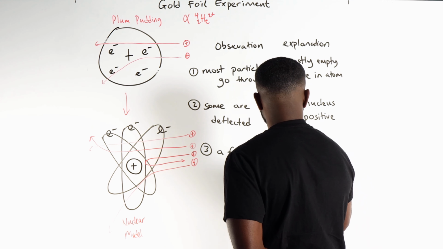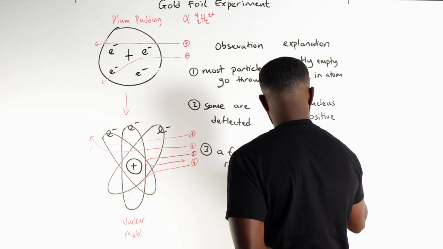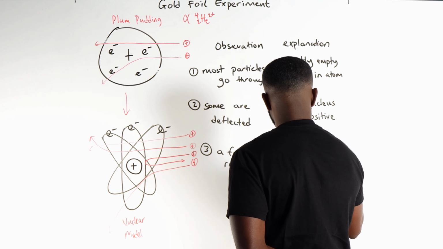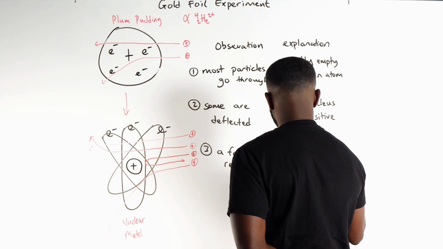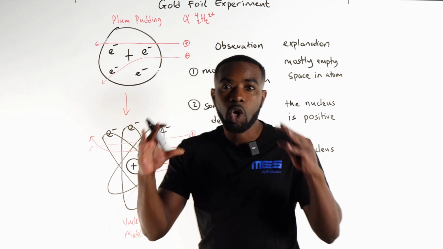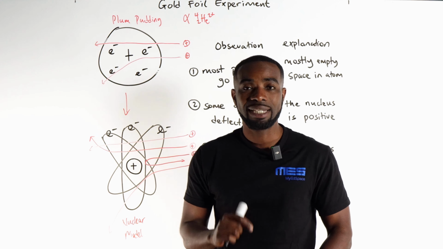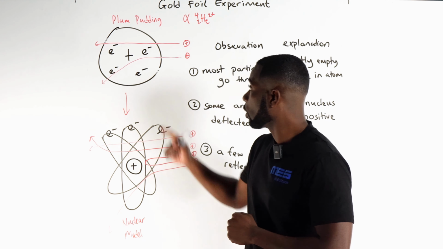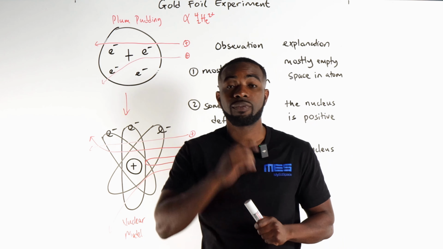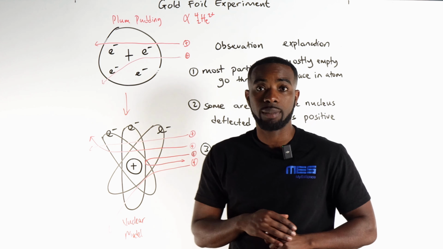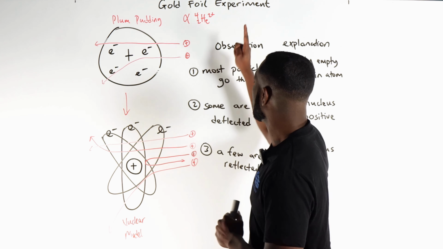So let's write that down. The nucleus is very dense. And what I mean by dense is that there is a concentration of matter in the middle of our atom here. So hopefully that's clear to show you why we had to move from the plum pudding model to the nuclear model. And that's all because of the gold foil experiment.